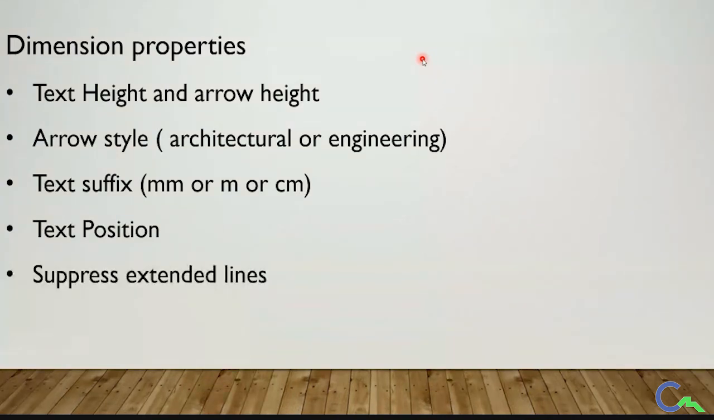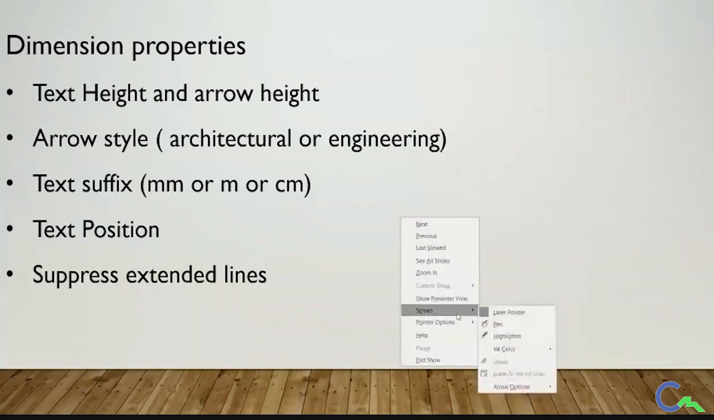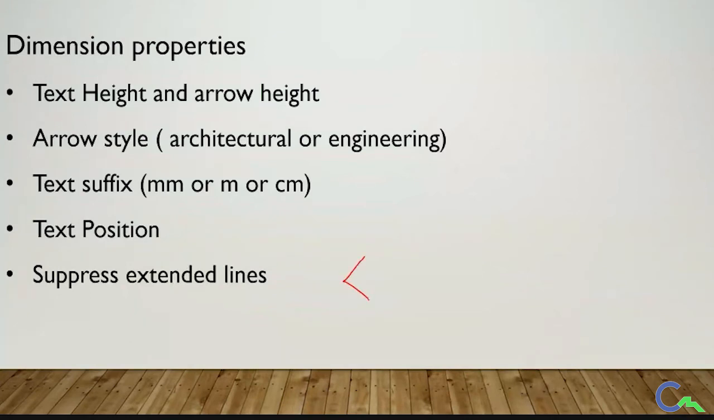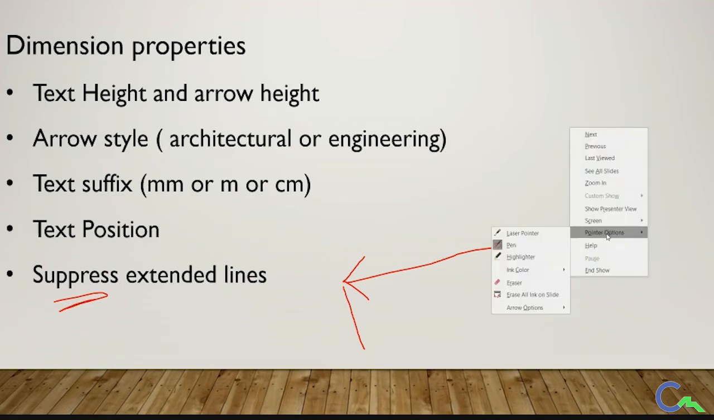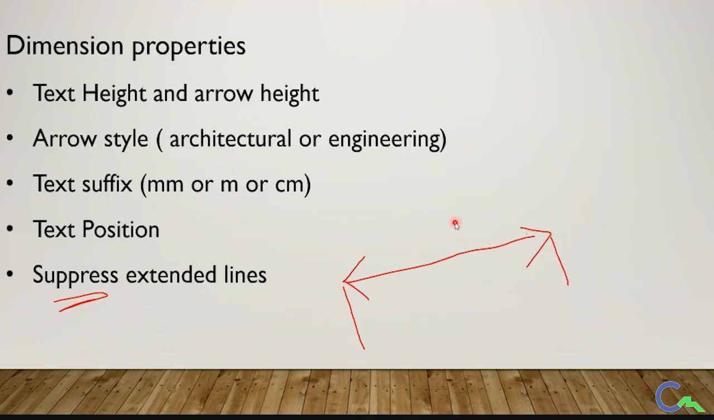And suppress extend lines. Suppress extend lines means, if you have this dimension, you can see there are some extension lines that come like this, which most of the time we don't give. So you have to suppress these extension lines. These are the different properties we'll be seeing in AutoCAD as well as in VBA. I'm telling you these things because you should remember them when we code.